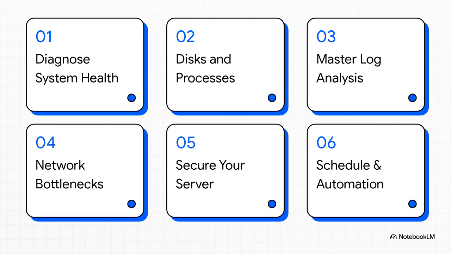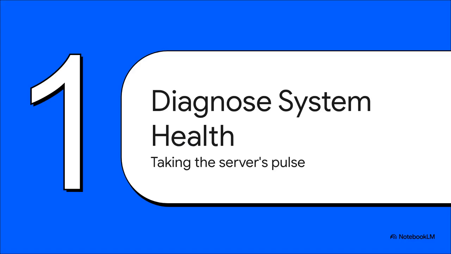Okay, let's dive right in. We're going to follow a 6-step structured plan to solve this crisis. Diagnosing system health, managing disks and processes, mastering log analysis, troubleshooting network bottlenecks, securing your server, and finally, scheduling and automation. Step 1. Diagnosing system health.